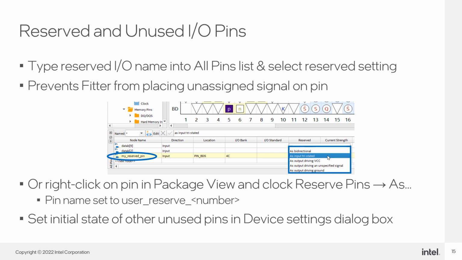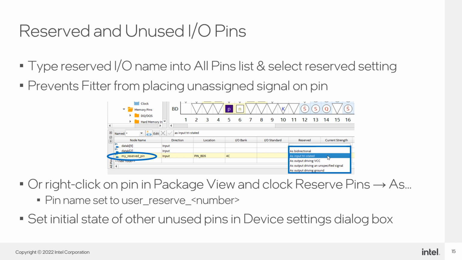You can give reserved pins a custom name using the new node cell at the bottom of the All Pins list, or have the tool automatically name them User Reserve. In the Reserved column in the All Pins list, double-click and select whether the reserved pin should be bidirectional, a tri-stated input, or a driving output, depending on how the reserved pin should operate if the target device is programmed with the reserved pin assignment still intact. Reserved pins will appear blue in the package view.